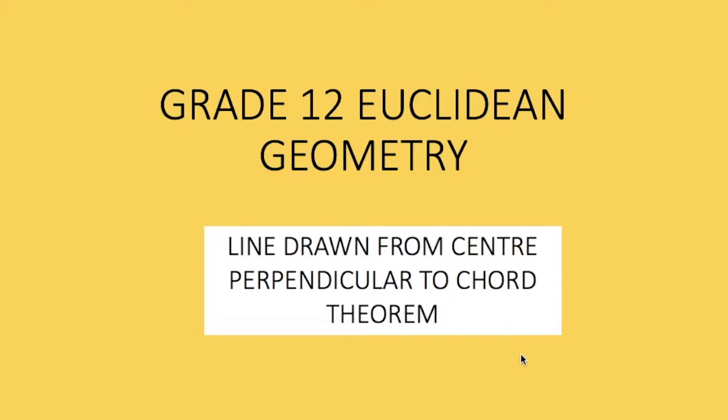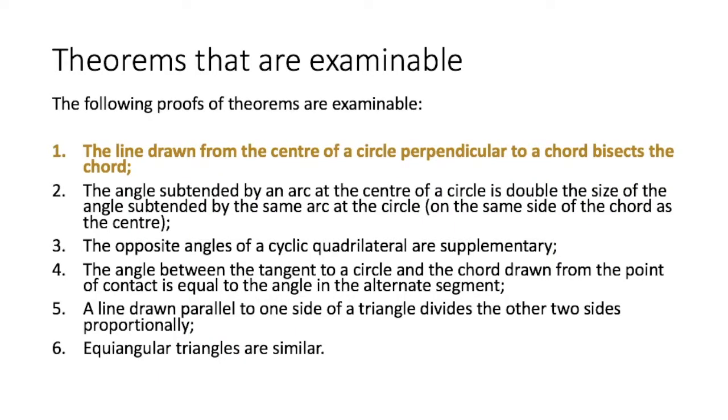Particularly, we're going to look at the theorem that states that a line drawn from the center perpendicular to the chord bisects the chord. This theorem is one of the 6 theorems that you need to know because they're examinable, which means that in an exam you might get one of these theorems. The theorem states that the line drawn from the center of a circle perpendicular to the chord bisects the chord.